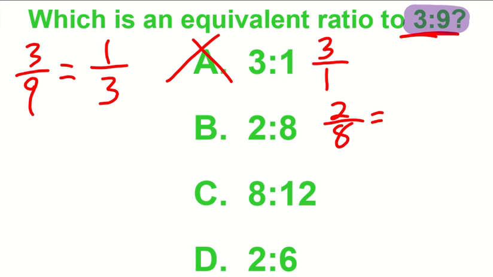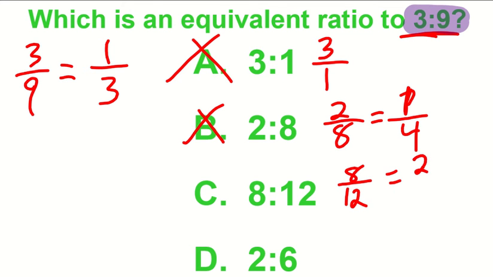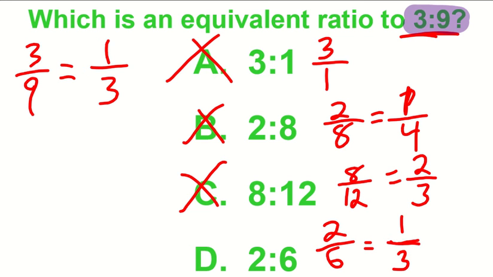2/8. What goes into 2 and 8? 2. So when I divide by 2, that gives me 1/4, not 1/3. 8/12. What goes into 8 and 12? 4. That gives me 2/3, not 1/3. 2/6. What goes into that? 2. So that simplifies to 1/3. That one is our correct answer.